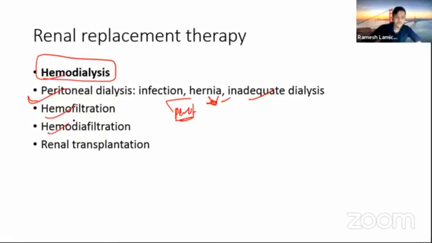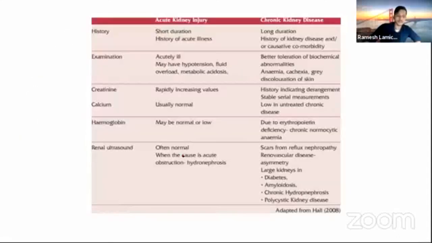So the specific thing, like the most important thing, is the renal transplantation in end stage renal disease. So to me, in end stage renal disease, actually, renal transplantation would be the primary treatment, right? So renal transplantation. So there is one question about what is the difference between acute kidney injury and chronic kidney disease.